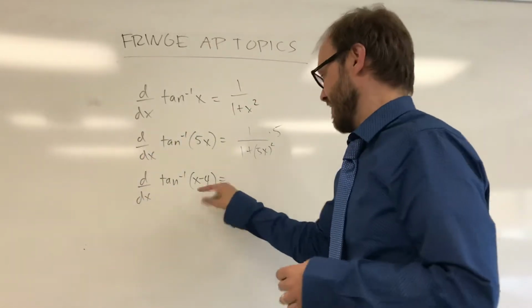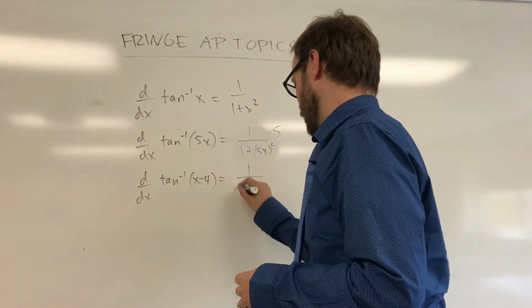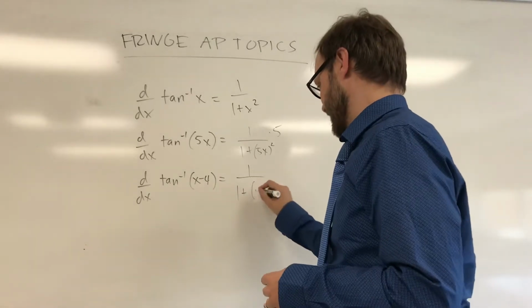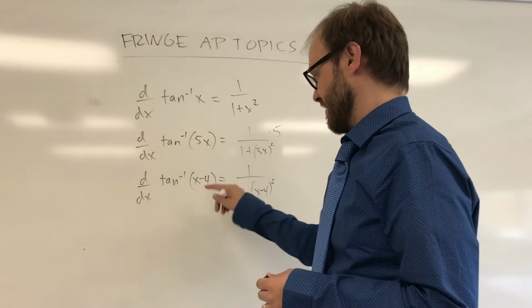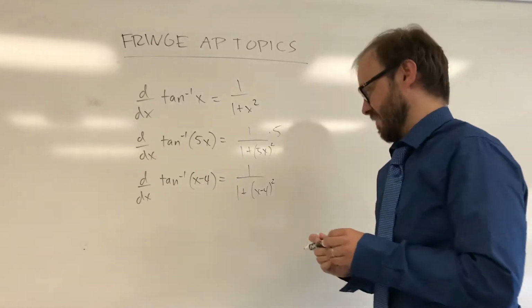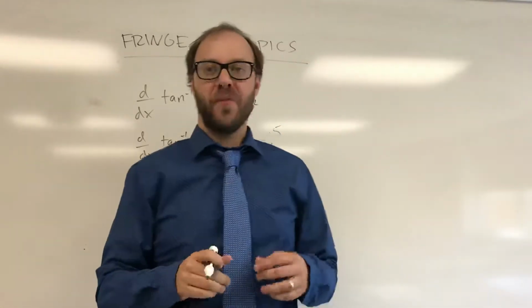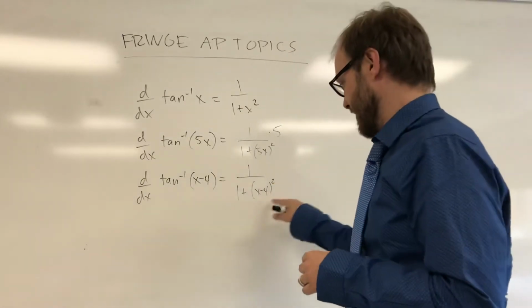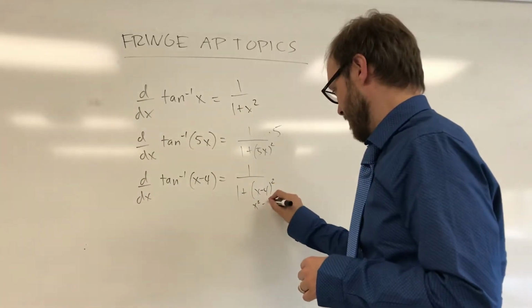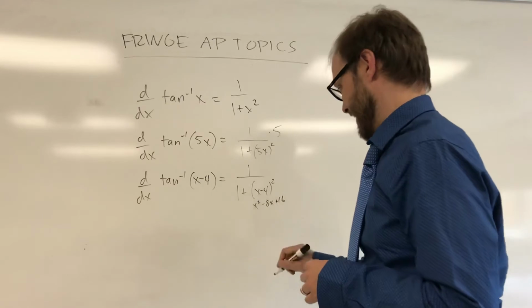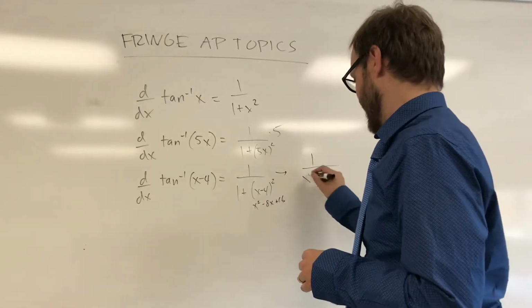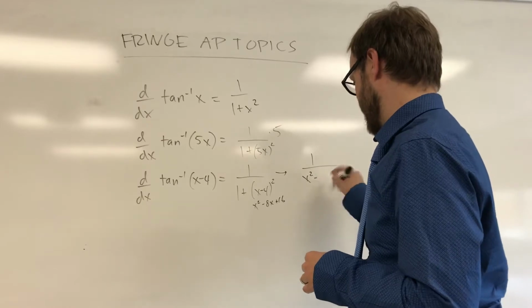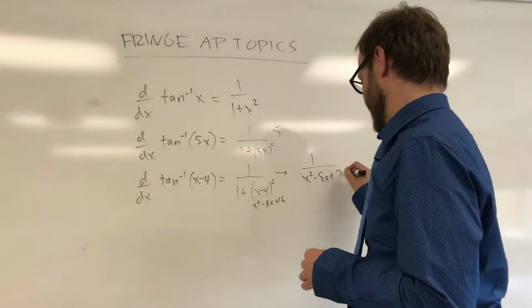If I had something like this, that would be 1 over 1 plus the inside function squared. And then the derivative of the inside function is 1, and as a result, you don't have anything else coming from the chain rule there. If you multiply this out, that's x squared minus 8x plus 16, and then you're adding 1. And so another way that could be written is 1 over x squared minus 8x plus 17.